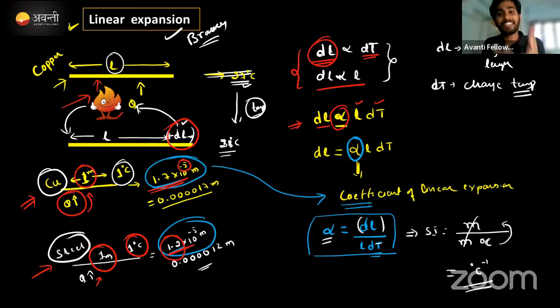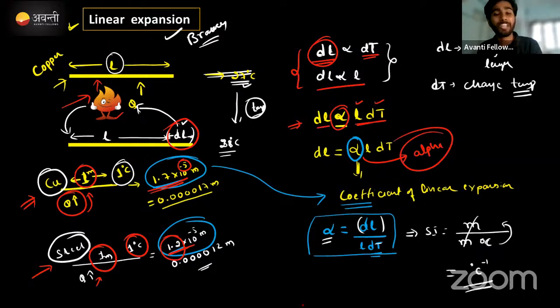Delta L, the change in length, is not exactly equal to these two quantities on the right side. We need to replace the proportionality with a constant quantity. We call this constant alpha. It is the linear expansion coefficient, a constant quantity. Simply we can say coefficient of linear expansion. This alpha you need to find out, so take L into delta T to the right-hand side. Then the value of alpha will be change in length divided by original length into change in temperature. This is called the coefficient of linear expansion.